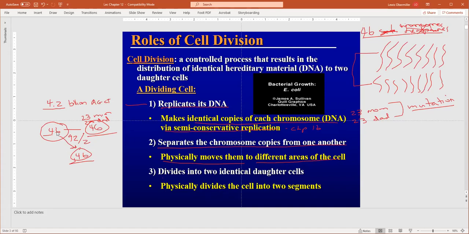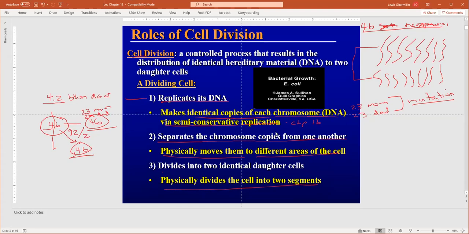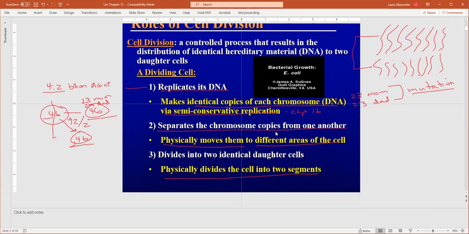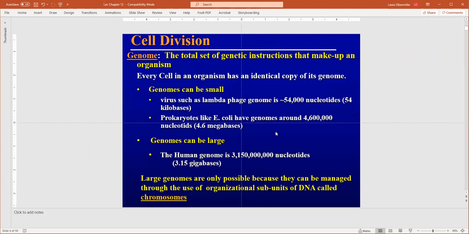And then once we do that, so once we have the 92 chromosomes, we have to physically cut the cell in half to make these 2 new cells. So it physically divides the cell into 2 segments. And that's basically what's going on in cell division. This is a simplified version. It's very complicated. There's whole classes you can take on cell biology that describe how this works. But we're just going to touch on the most important part.